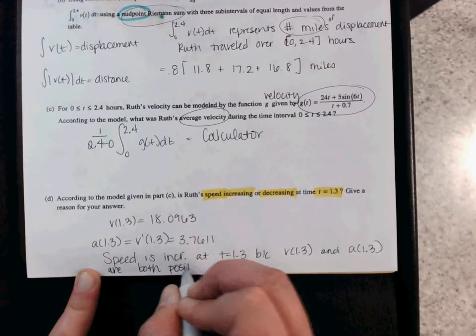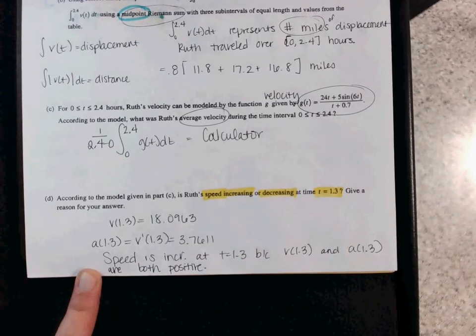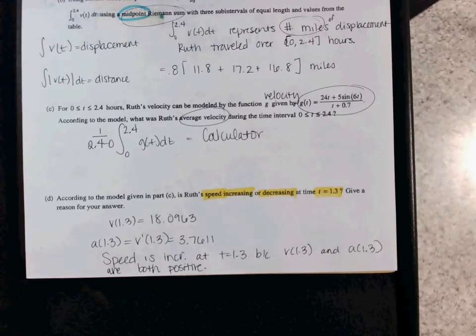Okay, if they had both come out to be negative, remember that would also count as speed increasing. They just have to match each other. Okay?